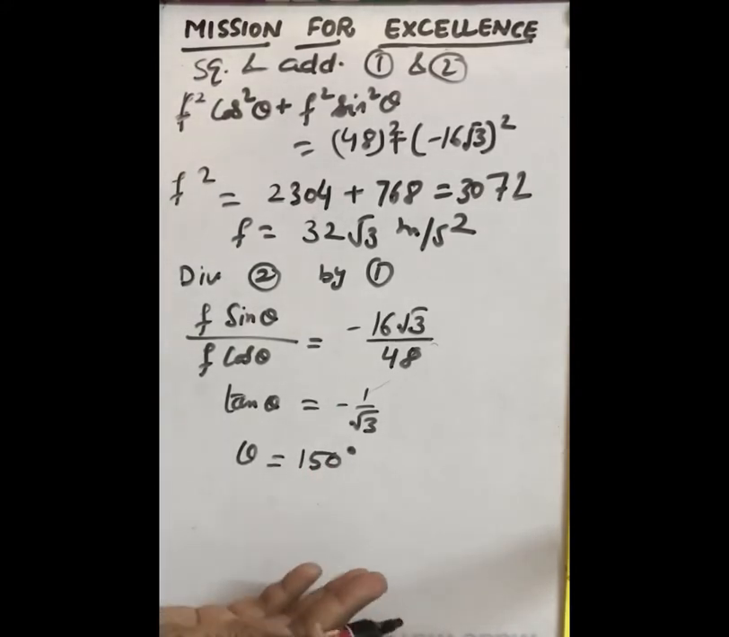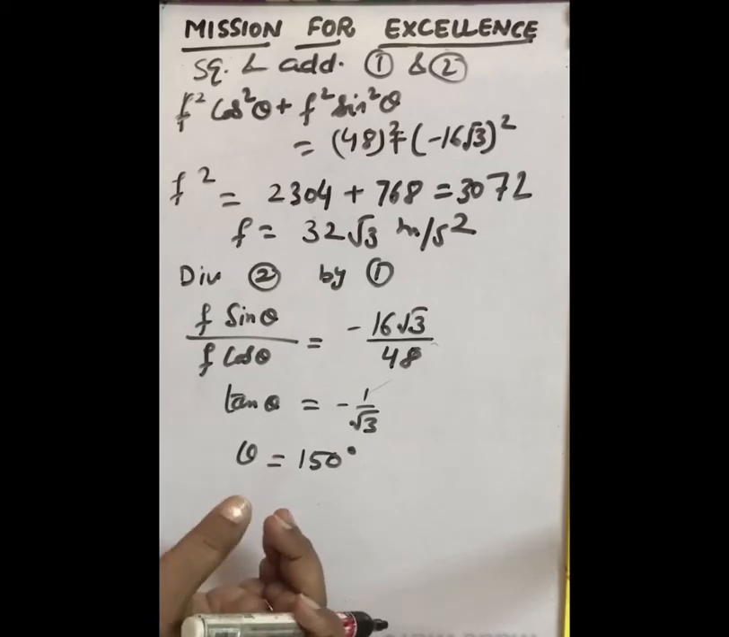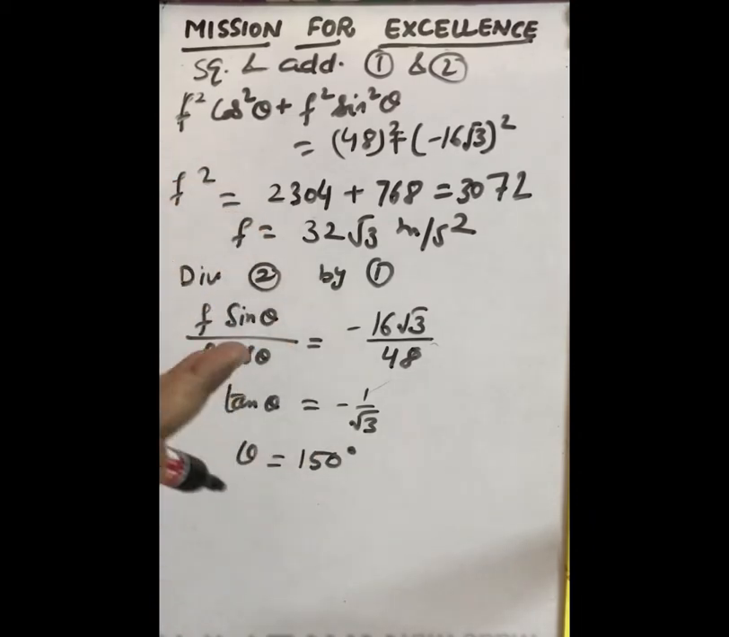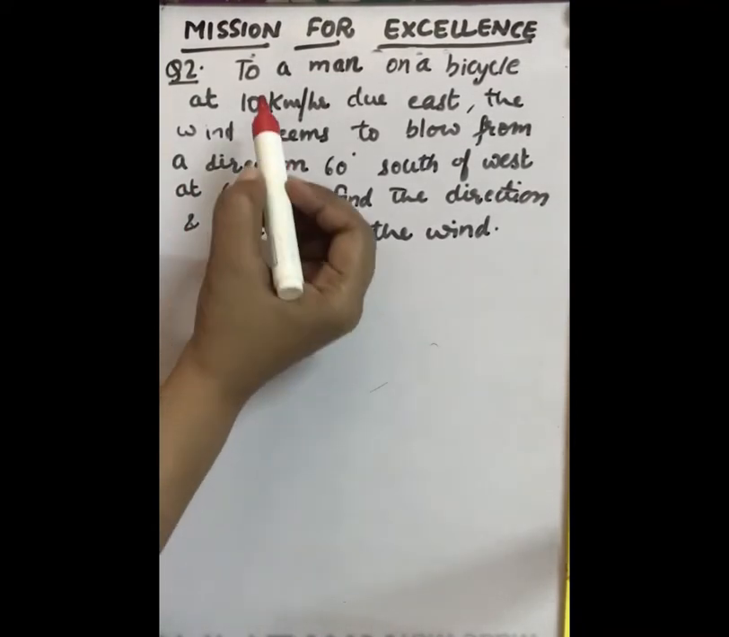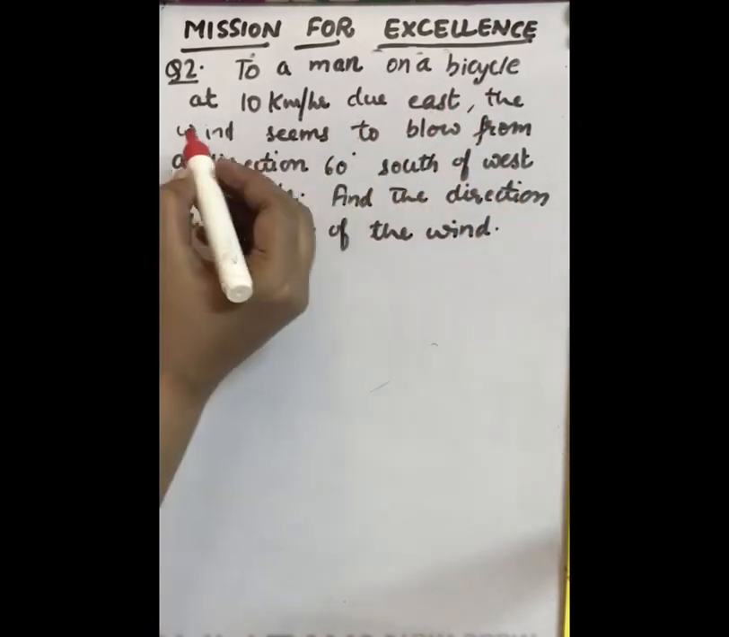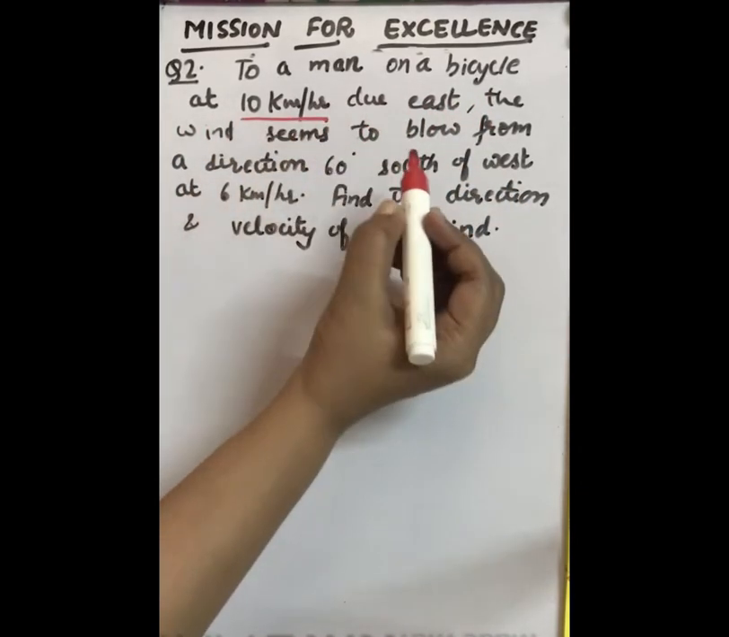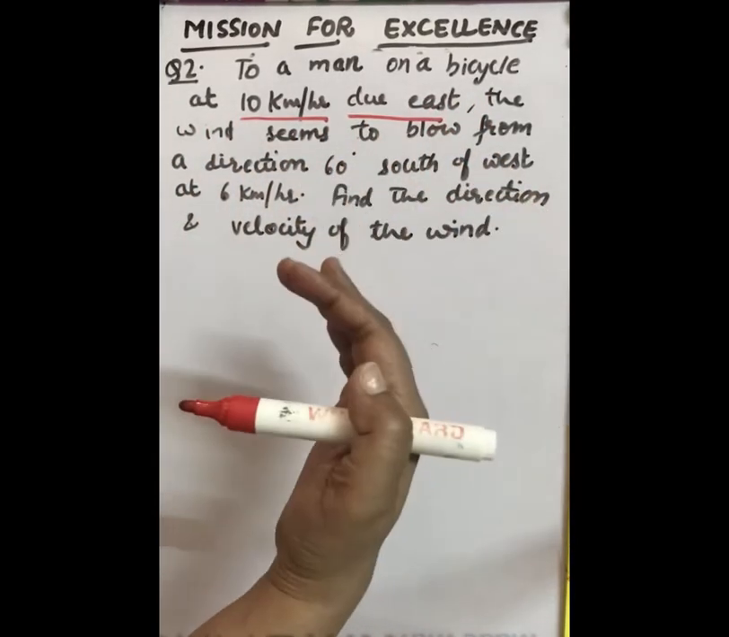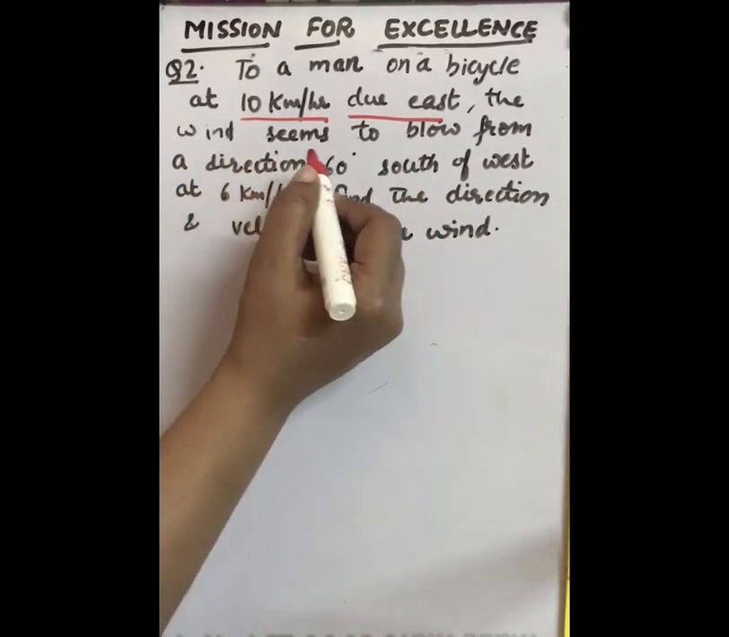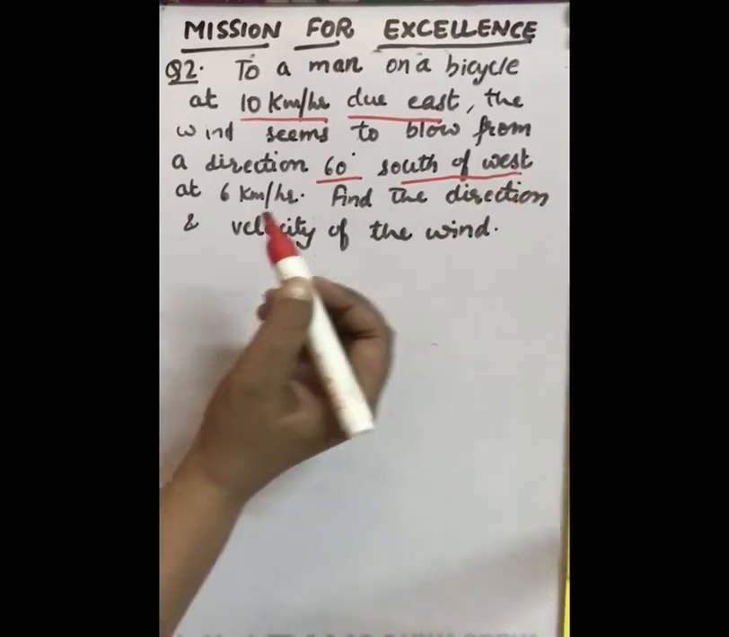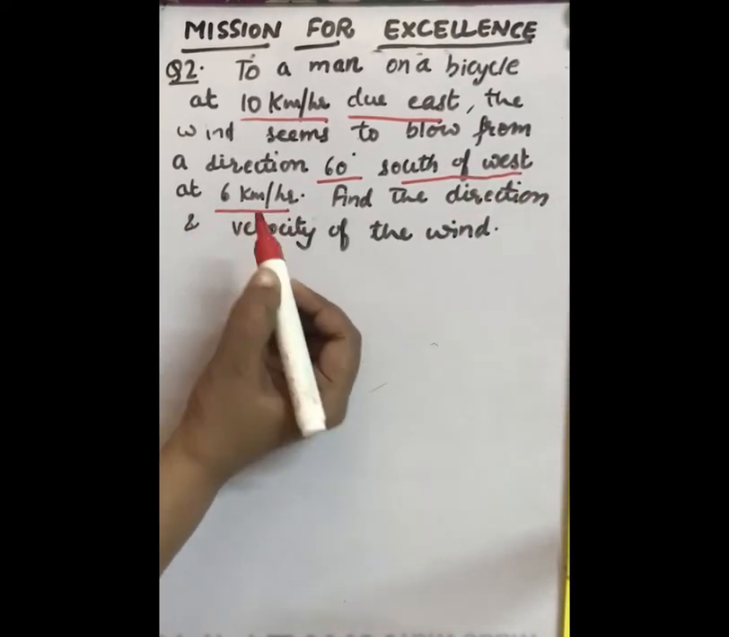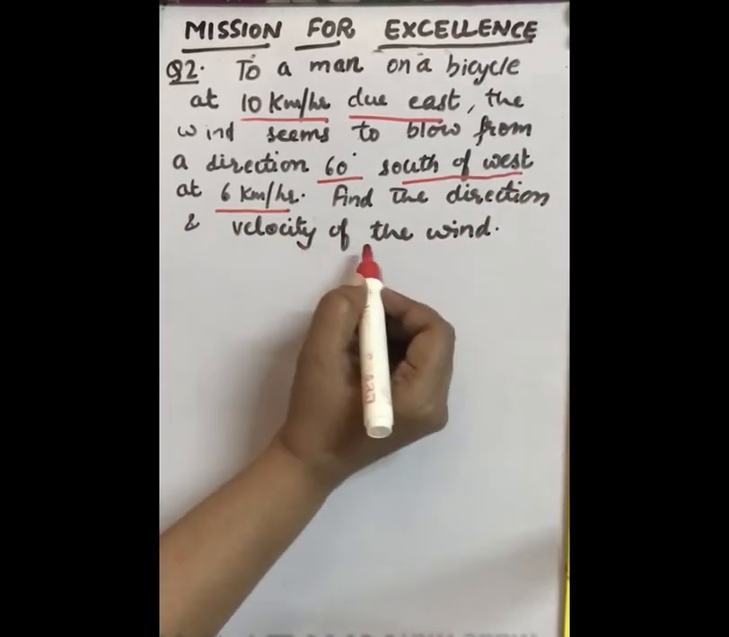So now we have done the acceleration, radial acceleration, to find out the component of the acceleration in the other particles. Let us do the second question. The question is, to a man on a bicycle at 10 km per hour due east, the wind seems to blow from a direction 60 degrees south of west at 6 km per hour. Find the direction and velocity of the wind.